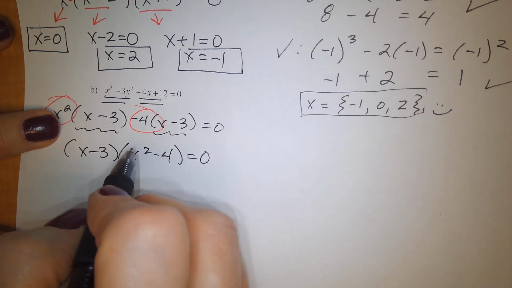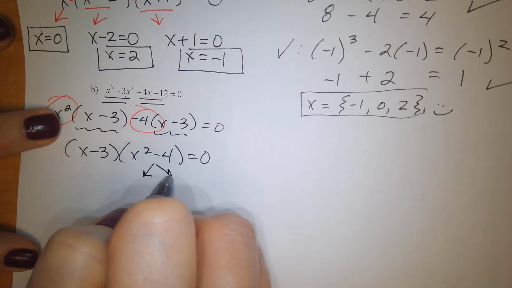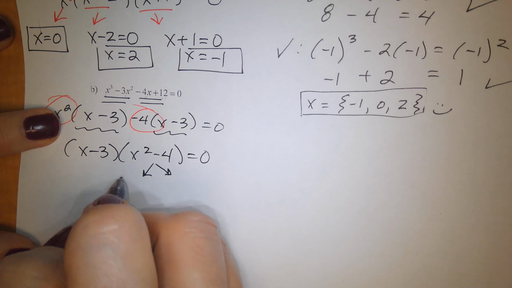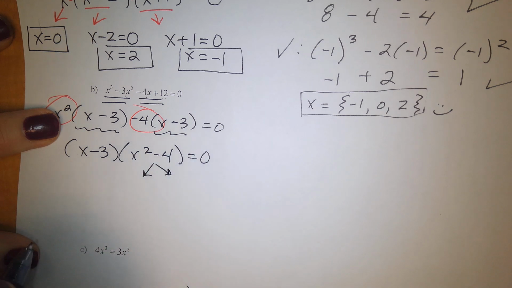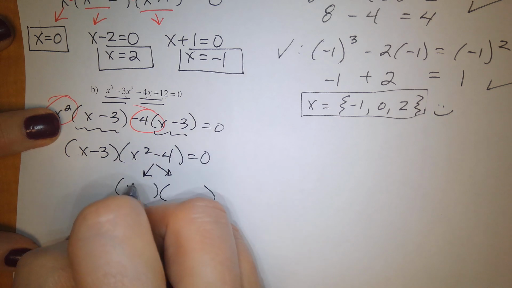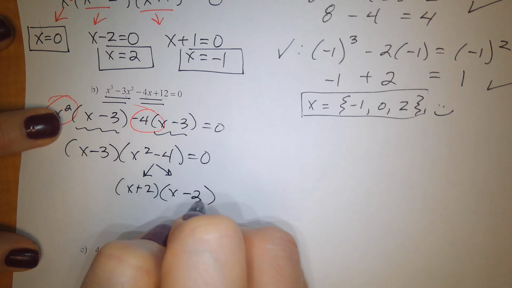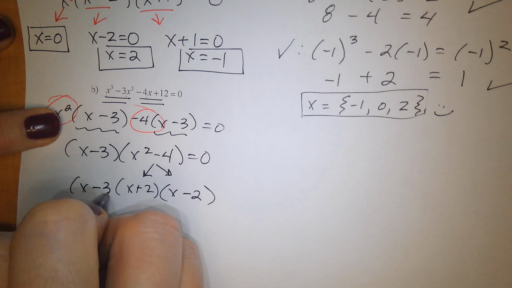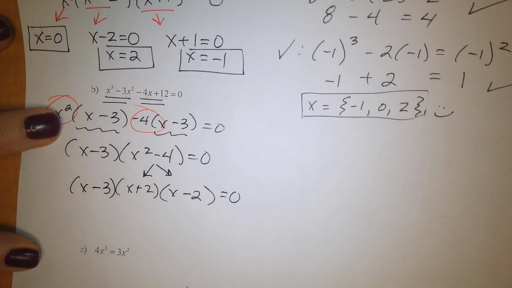Now I'm not done factoring. This can actually get broken down even further. X squared minus 4 is the difference of squares. So it could get factored into x plus 2 and x minus 2. Don't forget about that x minus 3 out in front.